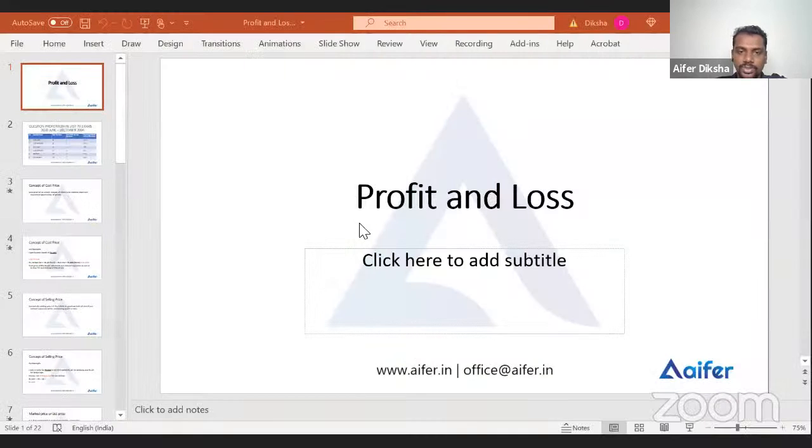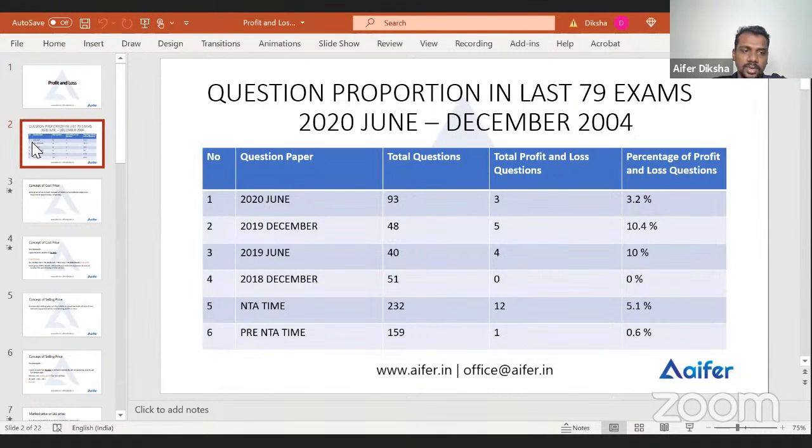Another topic that was posted by most of you was profit and loss. Let's look at the number of questions asked from profit and loss in the last exam. In 2020 June, out of 93 questions, 3 questions are from profit and loss.